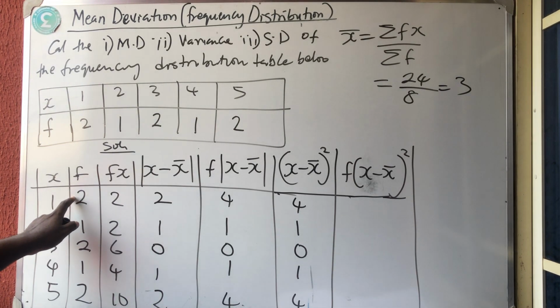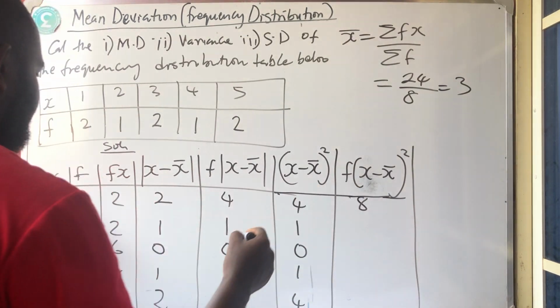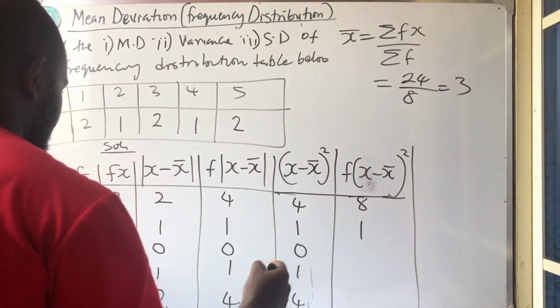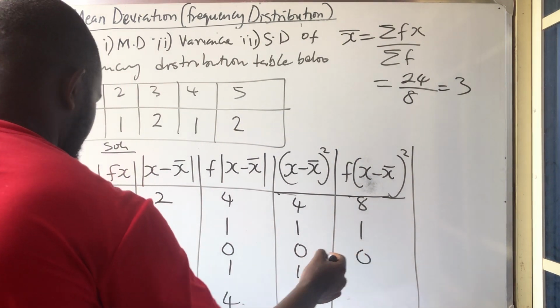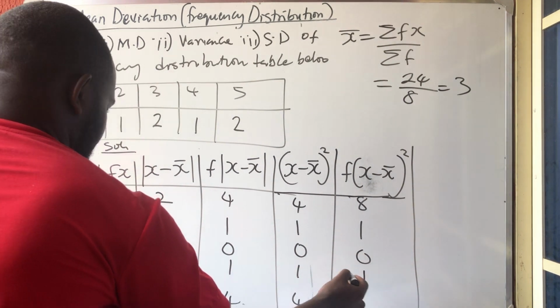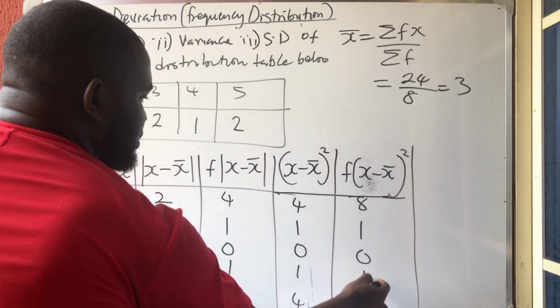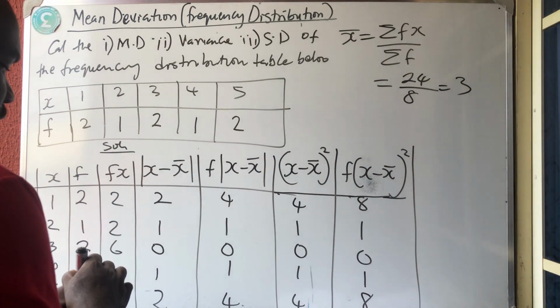So the same f again. 2 times 4, 8. 1 times 1, 1. 2 times 0, 0. 1 times 1, 1. 2 times 4, 8. You are done. Once you have gotten this thing, you are done.